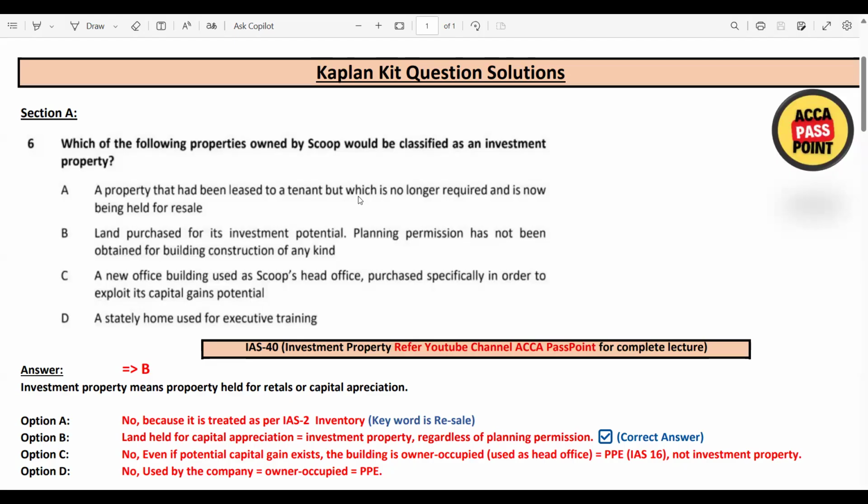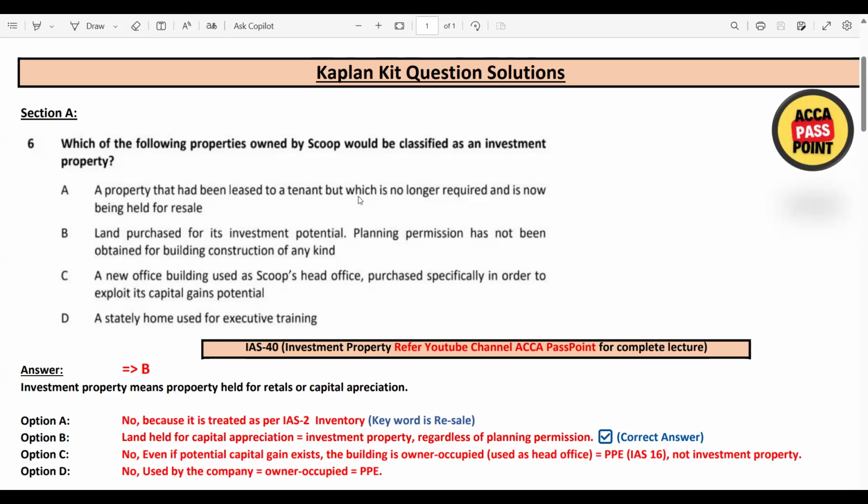Which of the following properties owned by Scoop would be classified as an investment property? Before reading the options, let me tell you what an investment property is. IAS 40 is the investment property standard. If you have not watched this lecture, then go to the ACCA PassPoint channel and in the SPRF7 playlist, you will find this lecture in which I have explained each and everything which is very important.